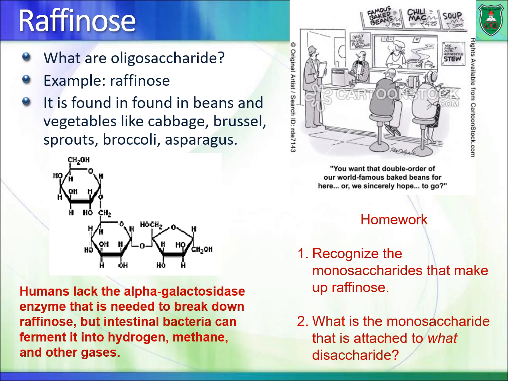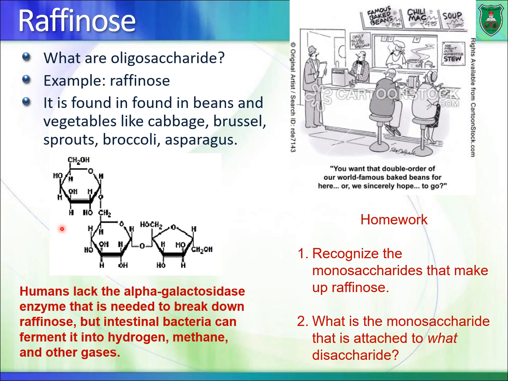So Raffinose is an oligosaccharide. It is a trisaccharide. It's made of 3 sugars. That's raffinose right here. Raffinose is found in beans, in vegetables like cabbage, Brussels sprouts, broccoli, asparagus, and it's composed of 3 residues right here. I want you to look at them and identify each one of them. Okay.